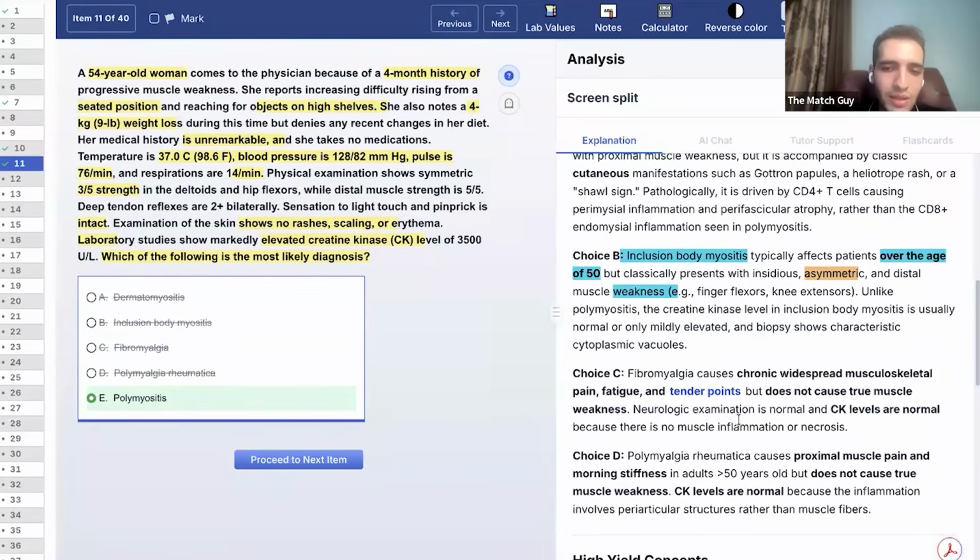Okay. Now, fibromyalgia will usually be tender points, okay? And polymyalgia rheumatica will usually be proximal muscle weakness and morning stiffness, okay? So that's very important. Now, I excluded B for the wrong reason, right?